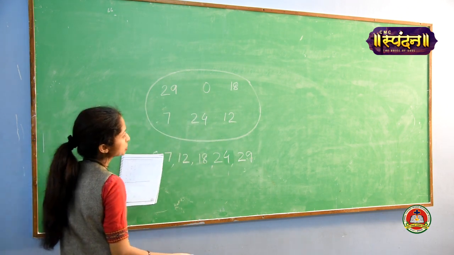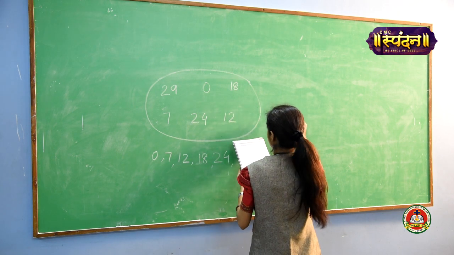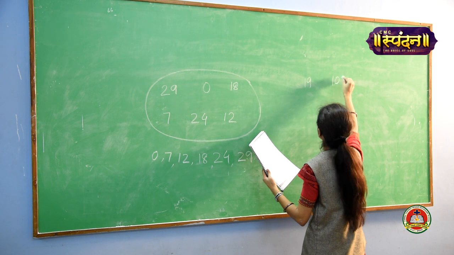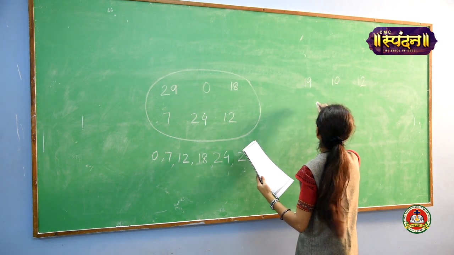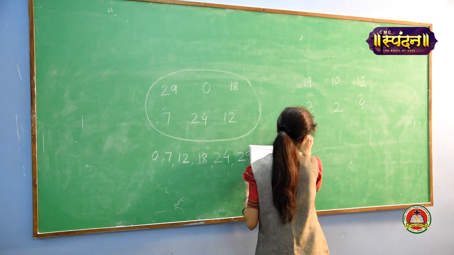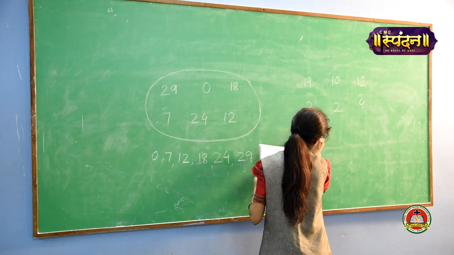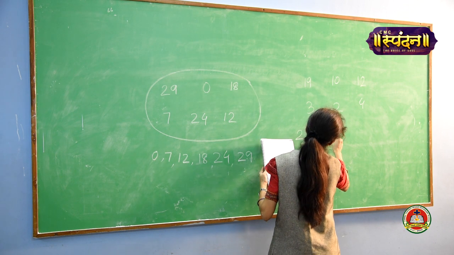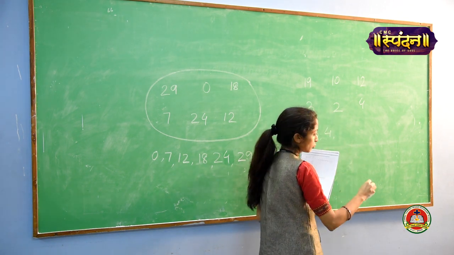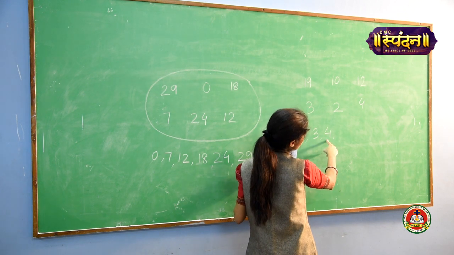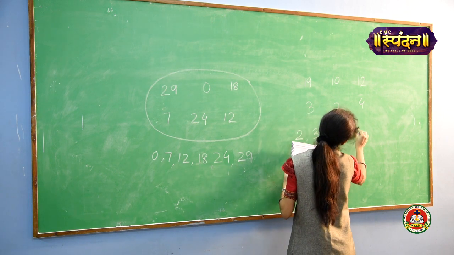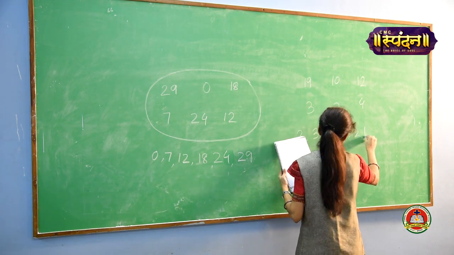Okay. Now, next in a semicircle we are having 19, 10, 12, 3, 2, 4. Which is the smallest number? 2. After that 3, then 4. We are just moving forward. Okay. After 4, which number comes first? 10. After 10, 12. 12, then 19.